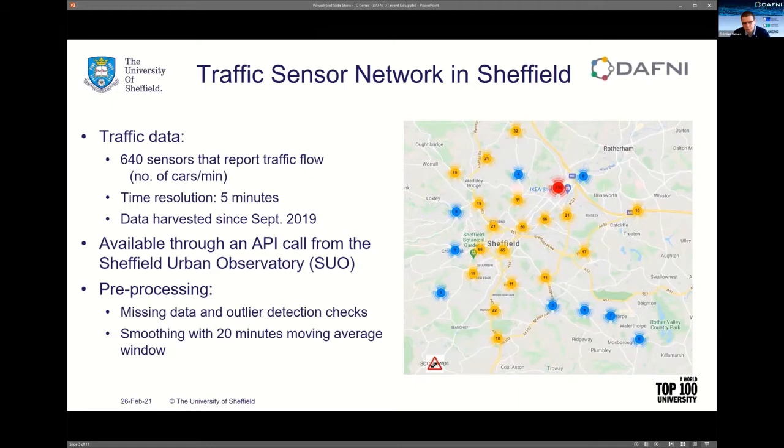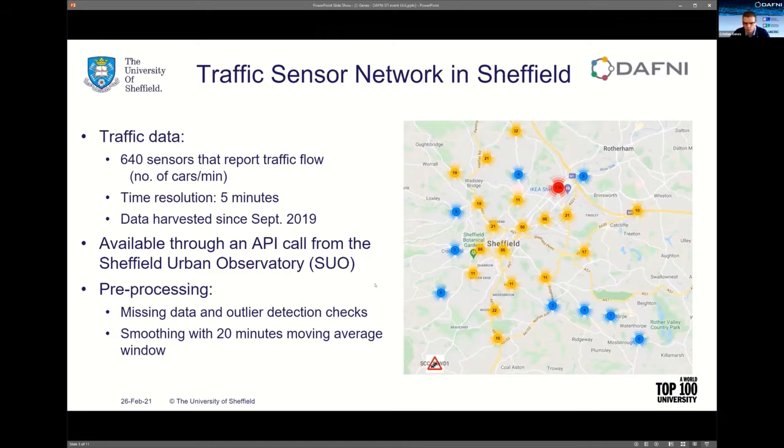So we have traffic flow data coming from all these sensors every 5 minutes, and traffic flow means the number of cars that pass through each point every minute. For the model that we built, we are harvesting the data since September 2019. You get access to the data through an API call that is supplied by the Sheffield Urban Observatory.